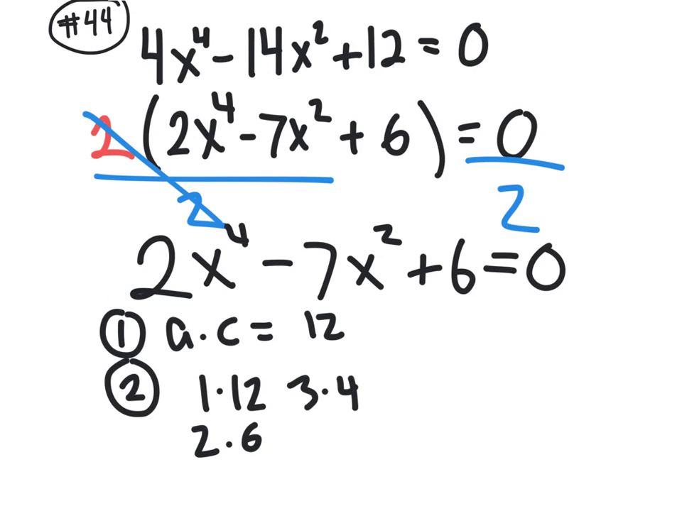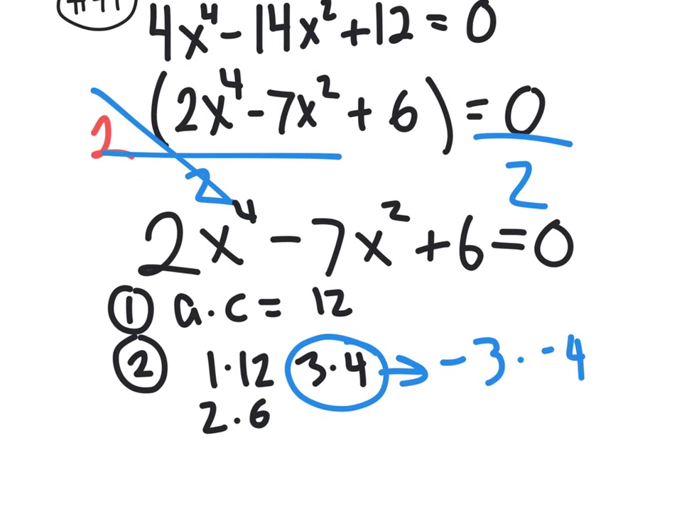And if you think about it, the only pair of numbers that'll actually combine to give you a negative 7 is 3 and 4. But it's a negative 3 and a negative 4. That's the only way it'll actually combine together to give you a negative 7. So the right pair of numbers is negative 3 times negative 4. And that's the answer for step 2 on this longer factoring process.